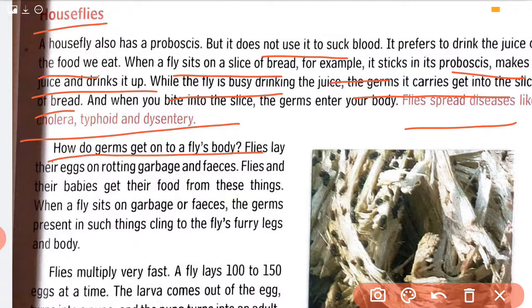How do germs get onto the fly's body? Flies lay their eggs on rotting garbage and feces. Flies and their babies get their food from these things. When a fly sits on garbage or feces, the germs present in such things cling to the fly's furry legs and body.